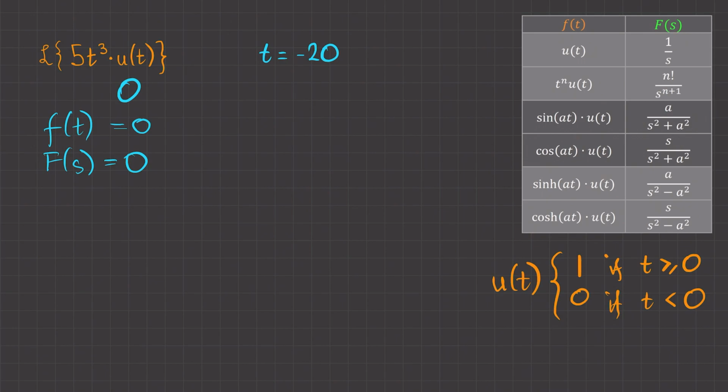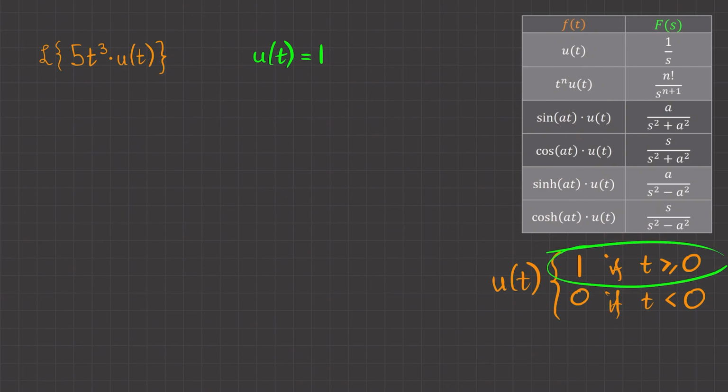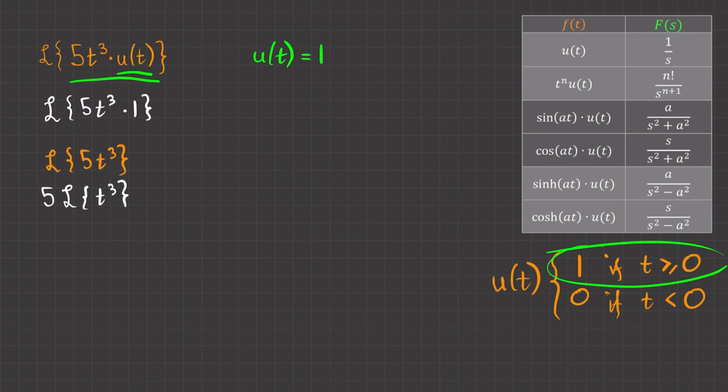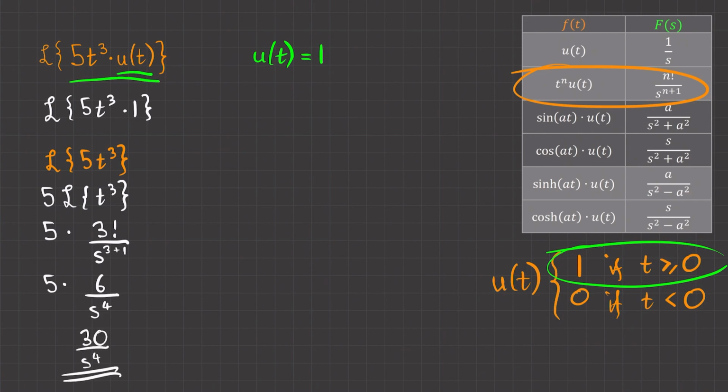However, we're going to assume that we're never going to be looking back in time, because if we're looking back in time, it's always just going to be 0. So we're just always going to assume that u of t equals 1. Because we're looking at the point in time from 0 onwards, but never back. So if u of t equals 1, this whole expression is multiplied by 1, so it would just be the Laplace transform of 5t cubed. And we can work through with that to give us a final answer of the function of s equals 30 over s to the 4.